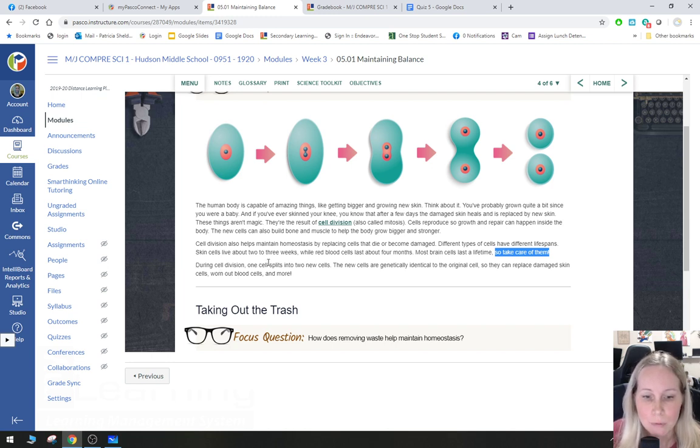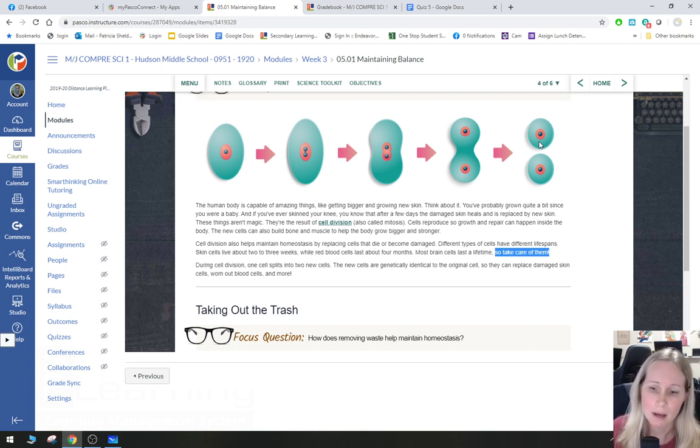During cell division, one cell splits into 2 new cells. The new cells are genetically identical to the original cell, so they can replace damaged skin cells, worn out blood cells, and more. So you have one cell that divides and makes a perfect copy of itself. Okay, and we do that in order to repair old skin cells.